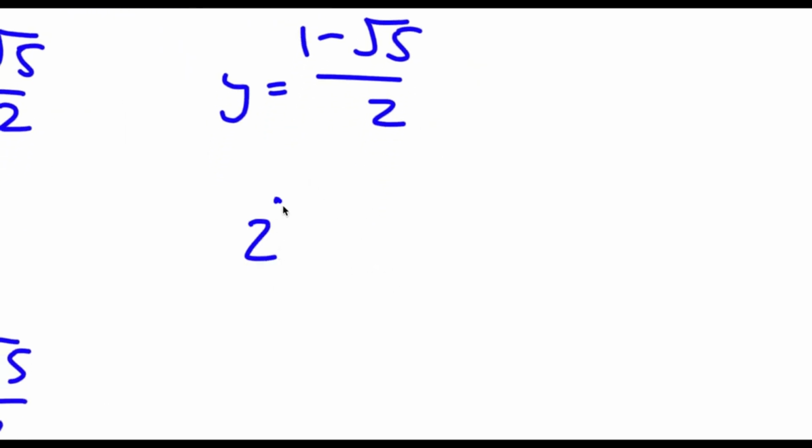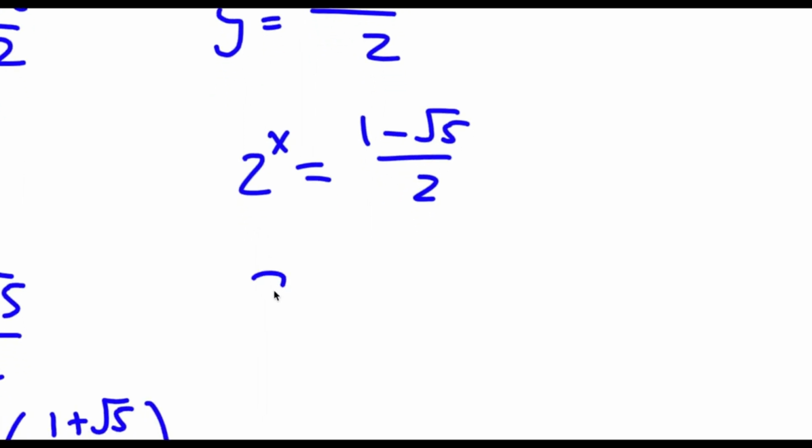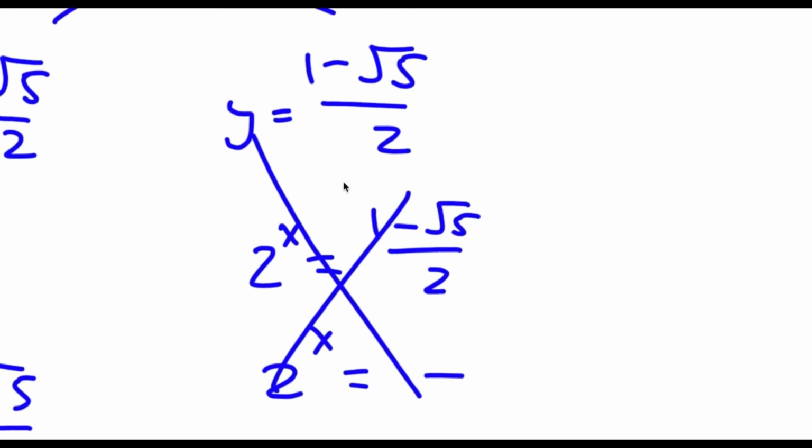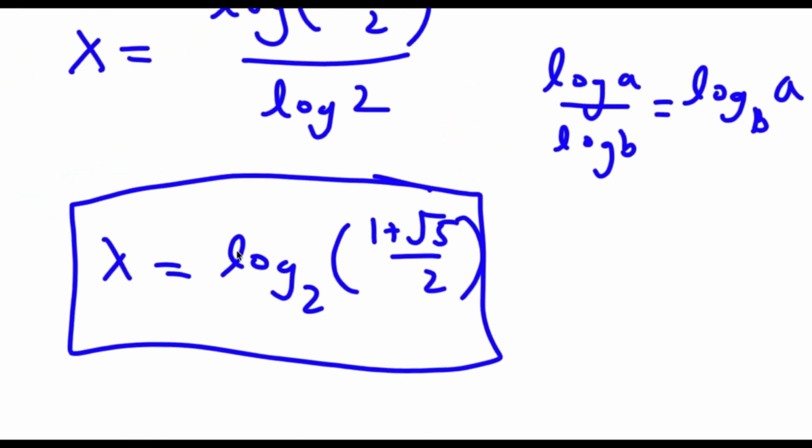So if this is true, then I have 2 to the power of x is equal to 1 minus the square root of 5 over 2. However, 1 minus the square root of 5 is going to be negative. And this means that 2 to the power of x has to equal a negative number. And you can't take the power of a positive number and make it a negative. So, meaning this has no solution. So our only solution is x is equal to log base 2 of (1 plus the square root of 5) over 2.